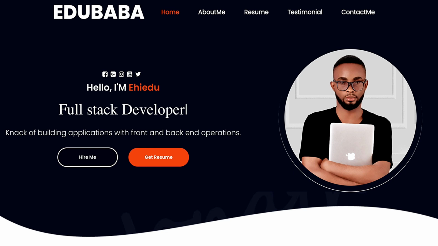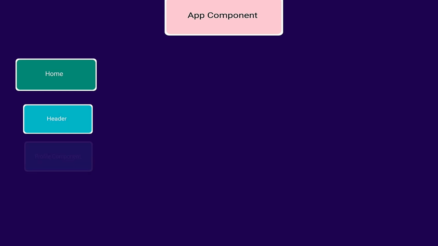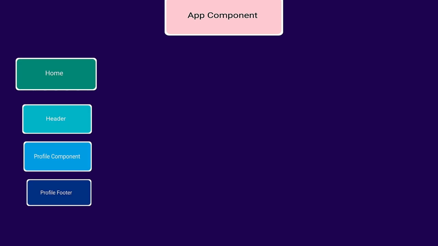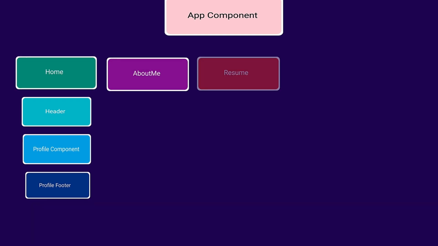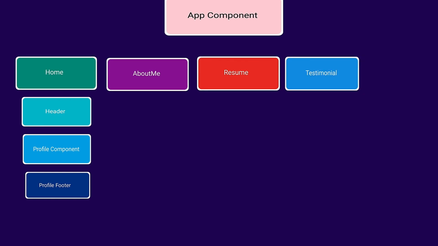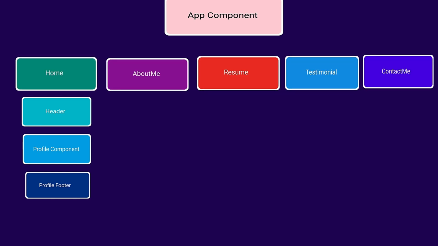Technically, if we want to represent this application on a tree of components, we are going to have at the top the app component, which is the root component, right? So below, we are going to have the home component, and nested within the home component are the header, profile, and the profile footer component. And then we have the About Me component, resume, testimonial, and Contact Me component.